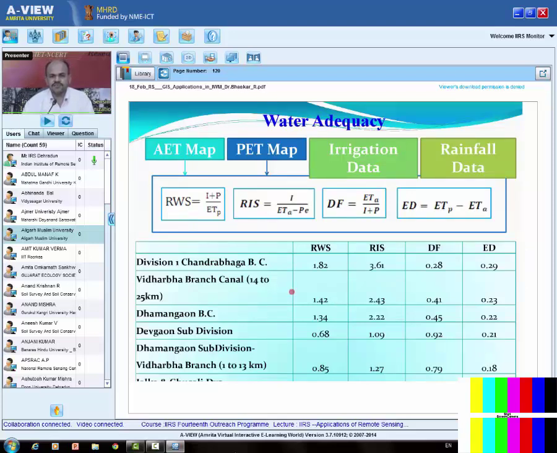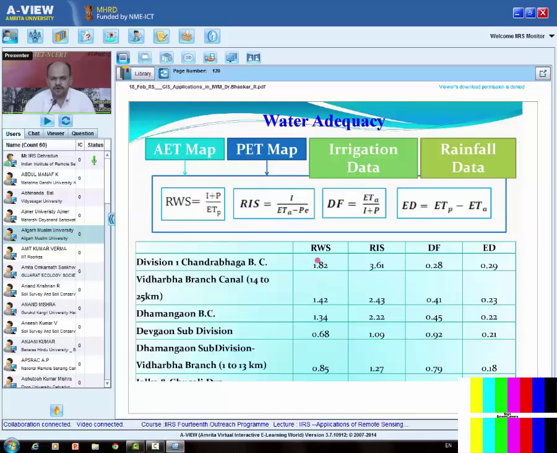Like to know adequacy, we have calculated 4 indicators. The first is called relative water supply, which is the irrigation supply plus the precipitation divided by potential evapotranspiration. It tells me how much water is being given or available to the land divided by its potential demand. So actually this should always be more than 1. Literature says it should be more than 1.5 or 2. So you can see here, in the first case it is more than 1.5.